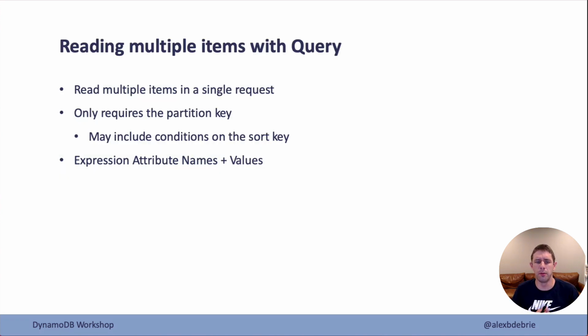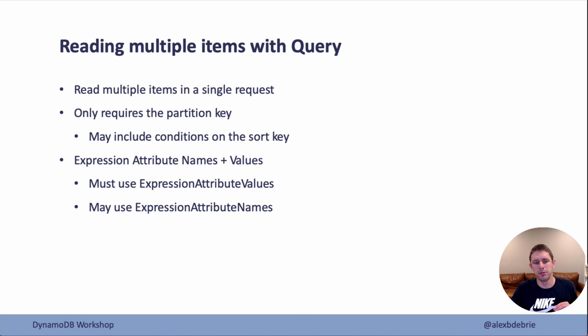Two rules you need to know about expression attribute names and values. Number one, you have to use expression attribute values. So you have to substitute anytime you're using an attribute value in your expression. You need to substitute it out into expression attribute values. With expression attribute names, you may use expression attribute names, that separate map, or you can refer to the attribute name directly in your expression. So I didn't need to do device ID separately in that expression attribute names. I could have just done it in the expression itself.